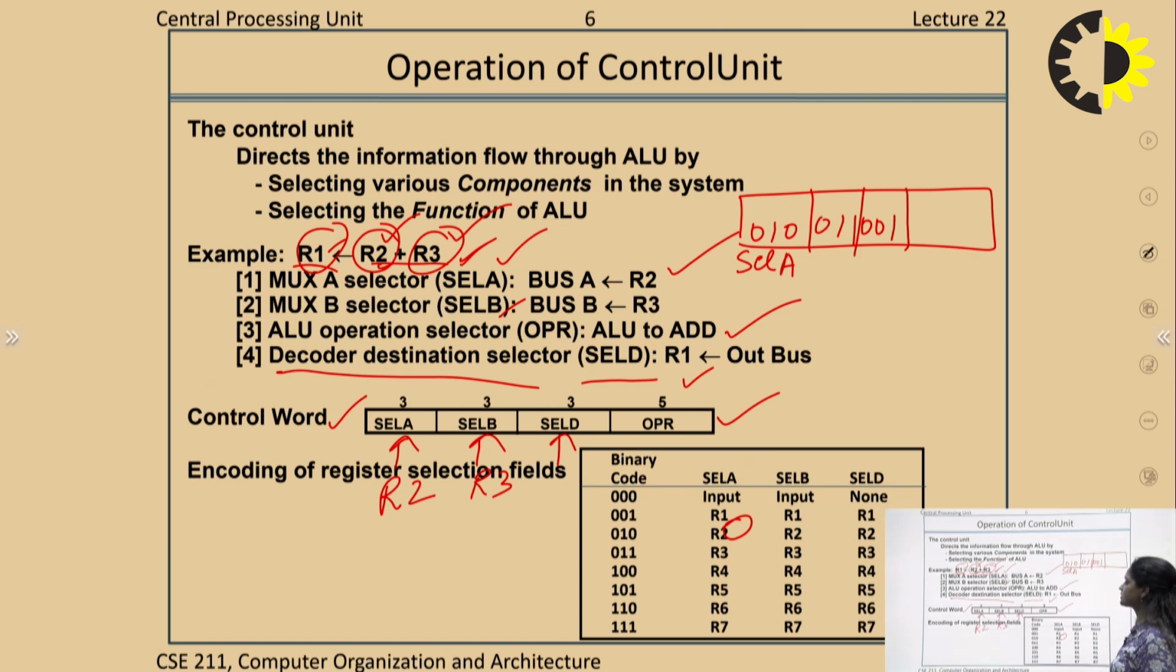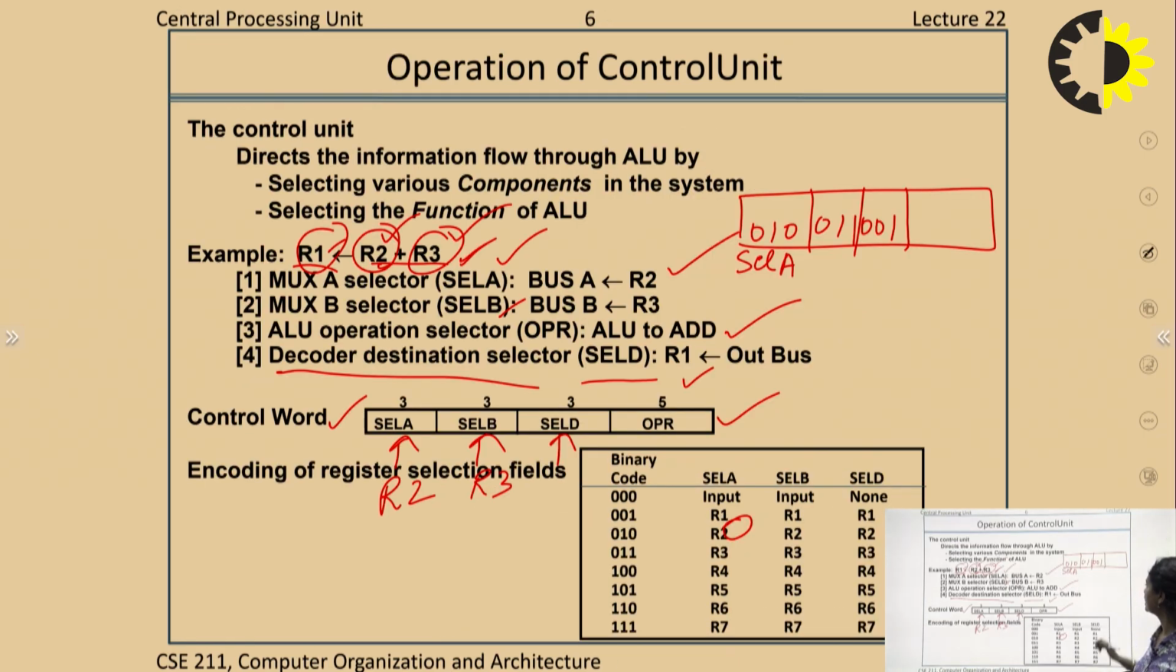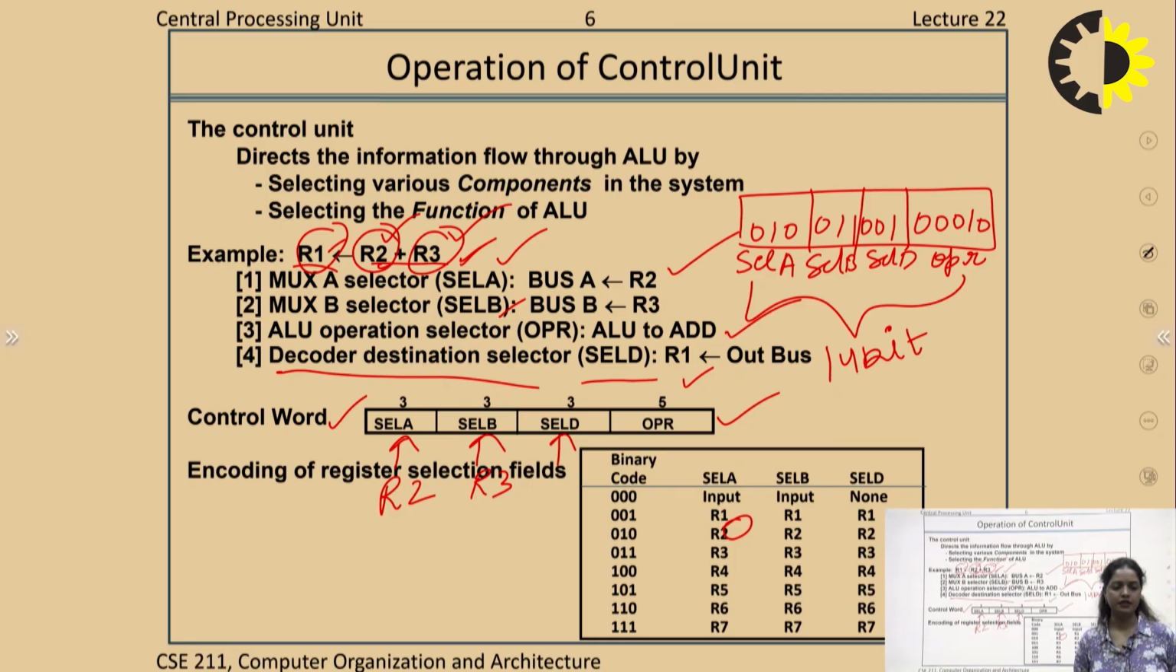And what about the last? That is the operation code lines. We need a 5-bit code to select the operation. So the operation is addition, and for performing addition, as I told you earlier, the 5-bit code is 00010. So I can insert over here 00010. So this is the selection D line, and this is your operation code OPR for ALU. So this is a 14-bit control word which is being issued by your CPU in the form of binary numbers, indicating what operation needs to be performed, how this organization is done.